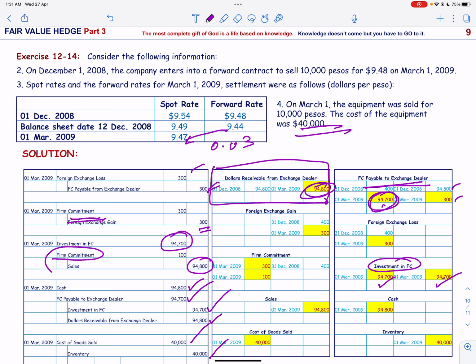So this completes the third part of our explanation on foreign currency transaction.